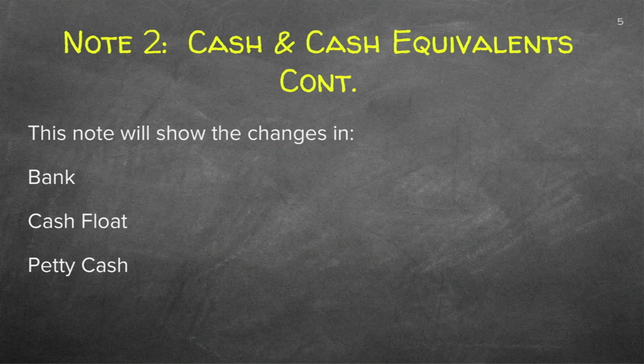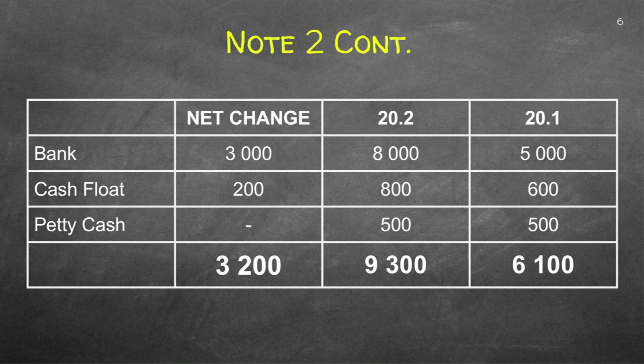Let's have a look at what constitutes our cash and cash equivalents. We know that it's going to be bank, cash float, and petty cash. Those are the 3 items which make up our cash and cash equivalents. Let's have a look at it in table form. Again, you will notice that the previous year is recorded after the current year. So 20.2 is our current year. We're going to look at the net change, and you will see that we have listed our bank, our cash float, and our petty cash.